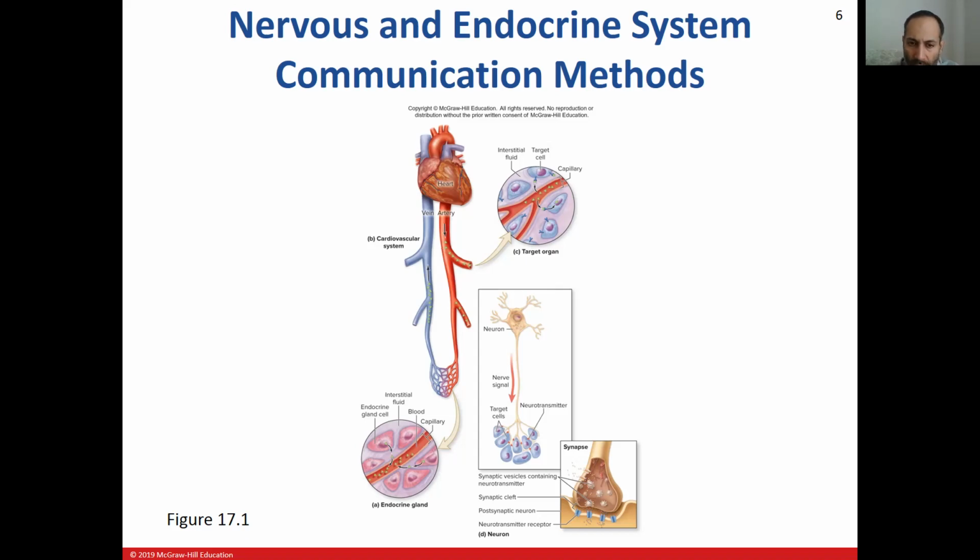So what are some of the differences between the two? The nervous system is much faster because it communicates by means of electrical impulses. And how fast is electricity? We all know it's extremely fast. The next time you flip on your light switch, it takes a fraction of a second for you to do that and the light to come on. So it's extremely fast, right?